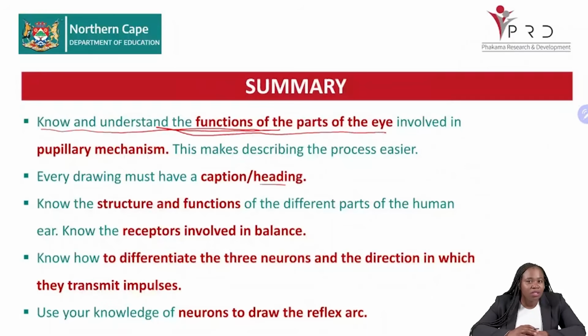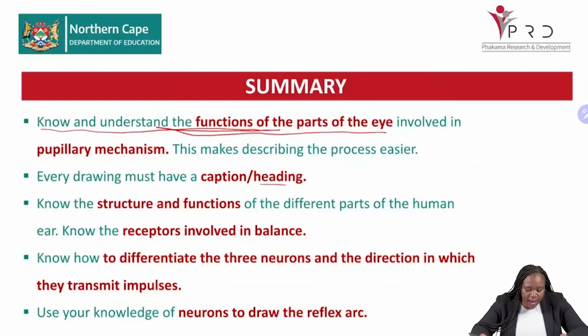Also, when you tabulate differences, if the question says tabulate, give it in the form of a table. Do not have a paragraph or bullet points that are giving the differences. Use the form of a table, because if you do not give it in the form of a table, automatically you lose that 1 mark for a table. So your graphs must have a heading, your drawings must have a heading. For example, we had the reflex arc. By simply saying reflex arc, that is a mark. So make sure you score those marks.